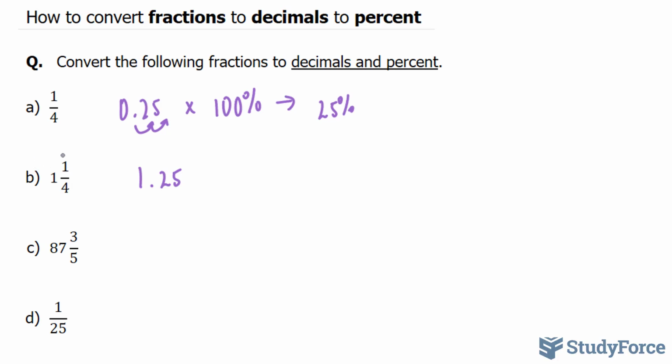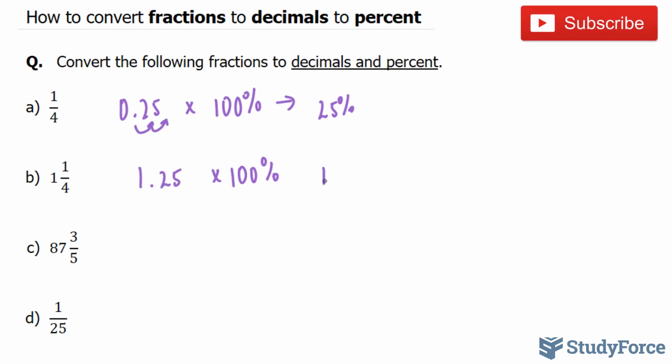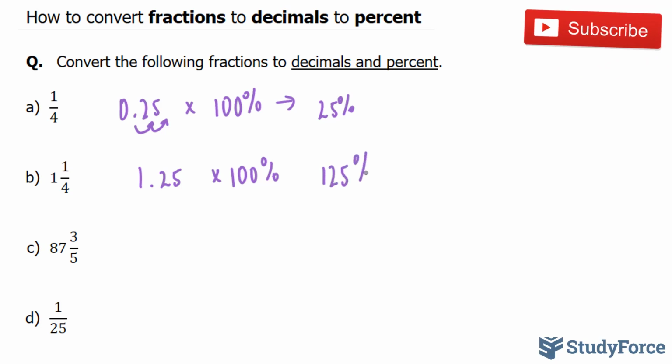Now to go from this decimal version of this number to percent, you'll multiply this by 100% once again. And just like we did in the previous answer, we move the decimal place twice to the right. So I'll do the same thing. I'll move this twice to the right and we end up with 125%. Therefore, 1.25 is 125%.